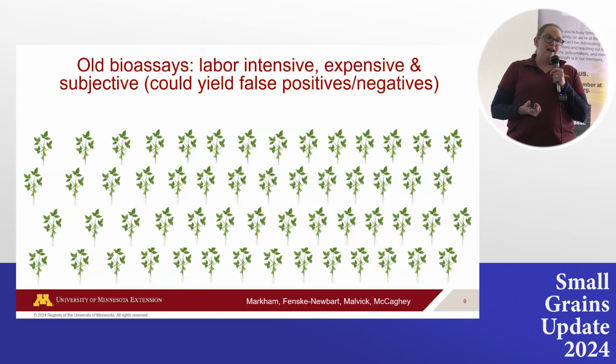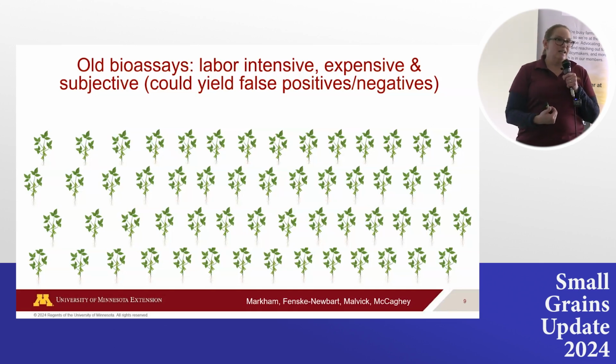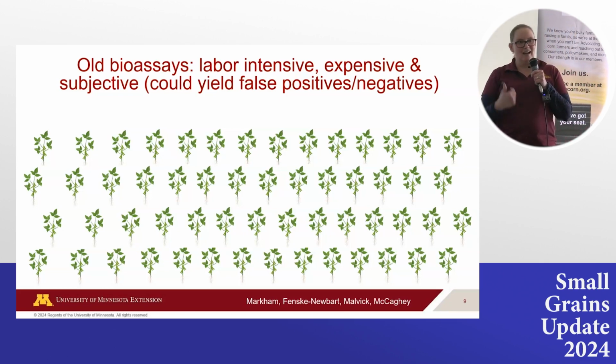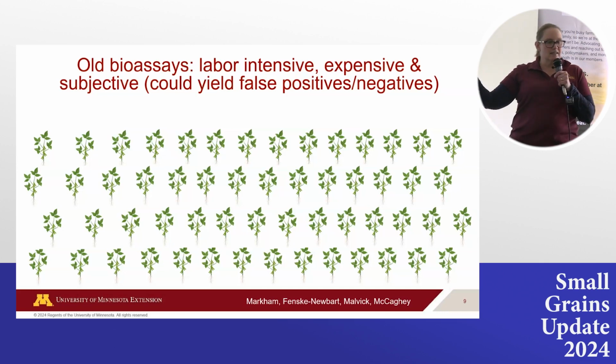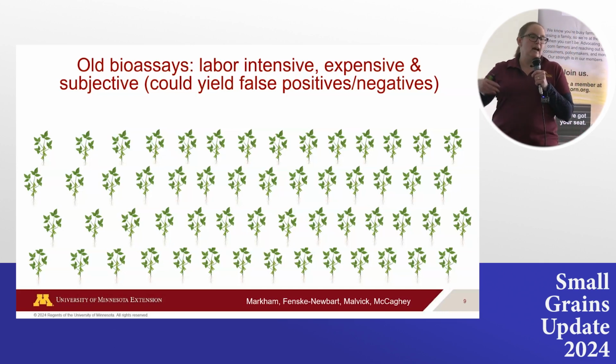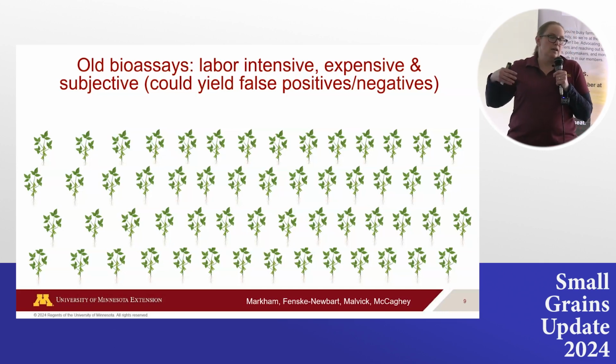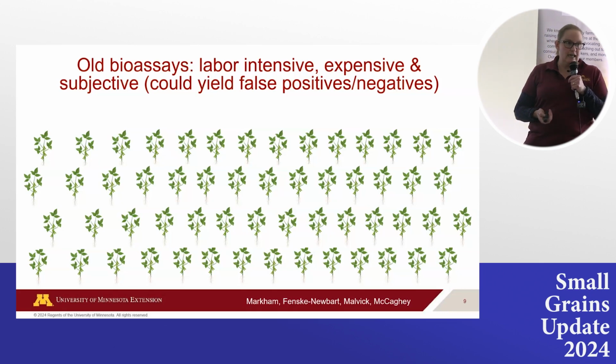Now that takes a lot of time and money, and that's because for each line you need 10 plants and somebody to plant, inoculate, tend, rate, do everything that's needed for those plants, in order to figure out which AVR genes are present. And there could still be false positives and negatives.